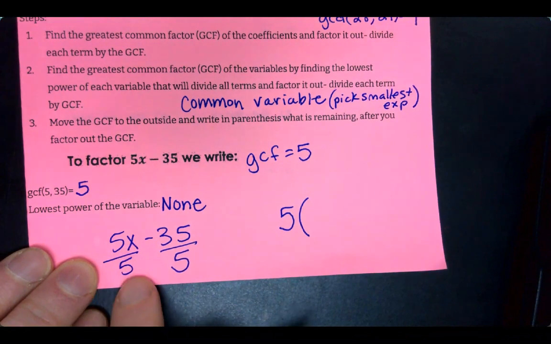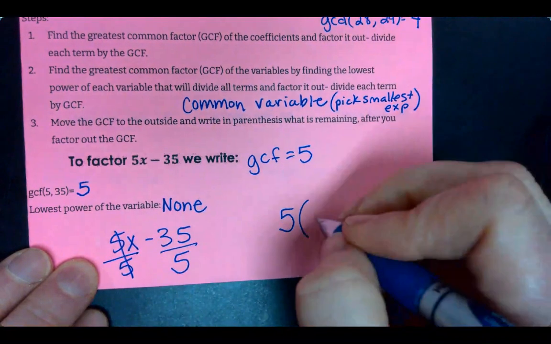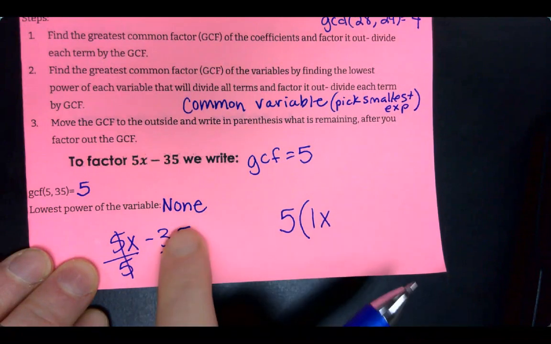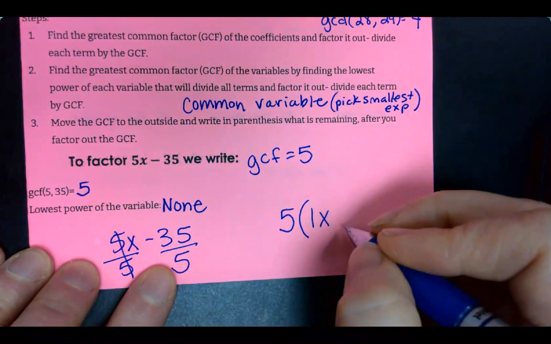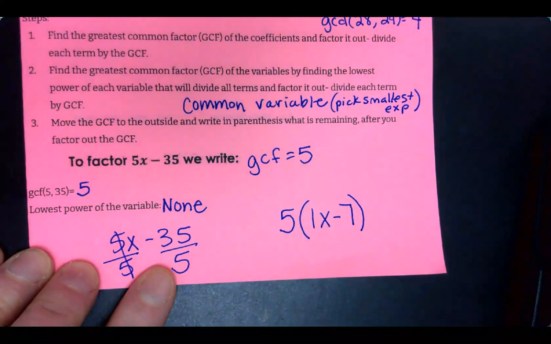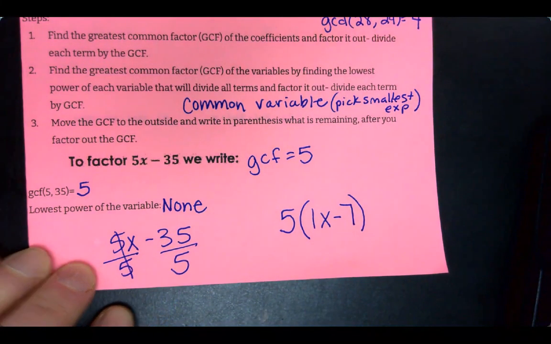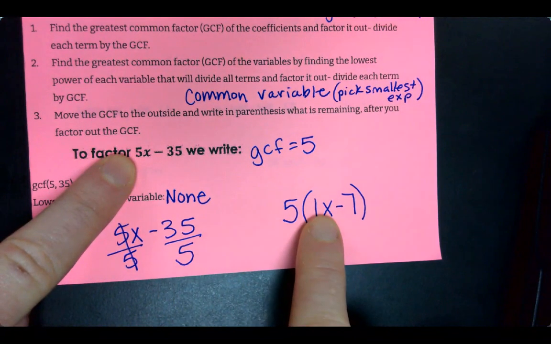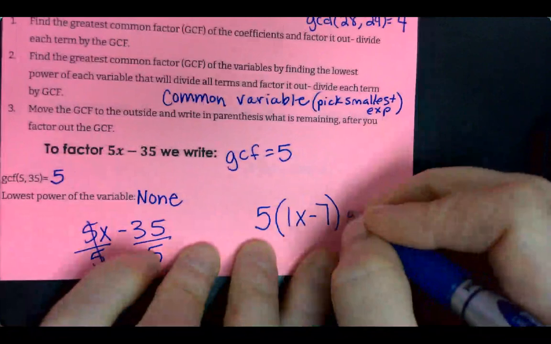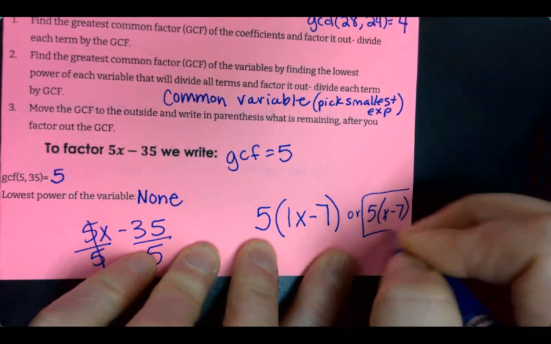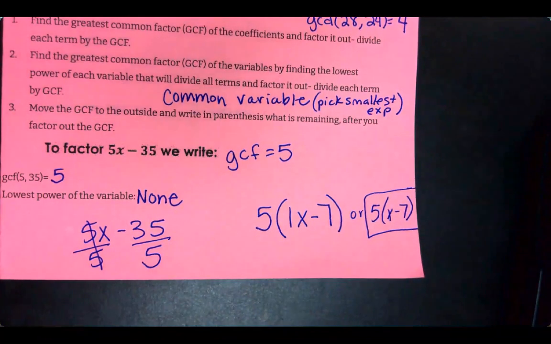So 5x divided by 5. Then I have negative 35 divided by 5. Negative 7. Okay, so these 2 things are equal. We could leave off the 1. We don't have to have it. So this could be 5 parentheses x minus 7. But what we did is we went backwards. We undistributed.